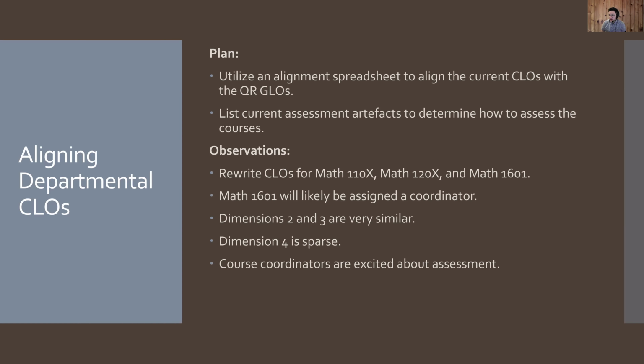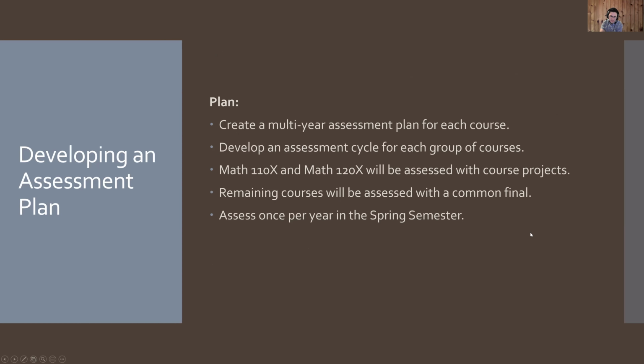Dimension 4 was sparse. Only one course learning outcome from each course hit dimension 4. That might be good or bad. We're not sure yet. And then the last observation, sort of personal: I could get the course coordinators to meet, they're all very excited about the assessment process and what we're going to learn from it, and it's really heartening that they have that excitement for it.